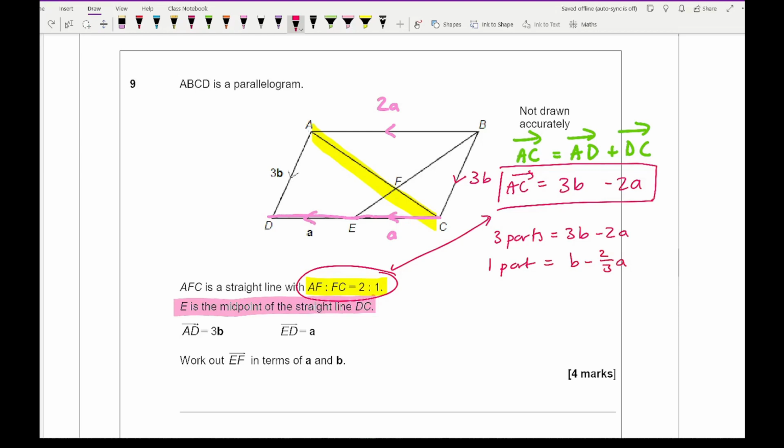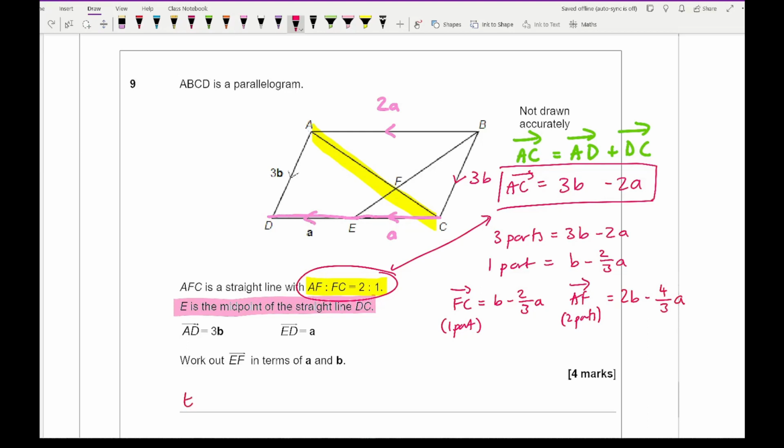Now F to C is this, so F to C is going to be B minus 2/3 of A, and A to F, which is 2 parts, so let me just write 1 part. A to F is 2 parts, so that's going to be 2 lots of that, so that's going to be 2B minus 4/3 A. So then the question is asking work out E to F.